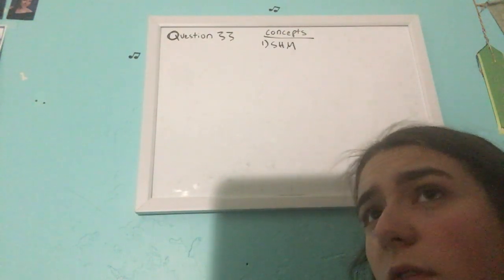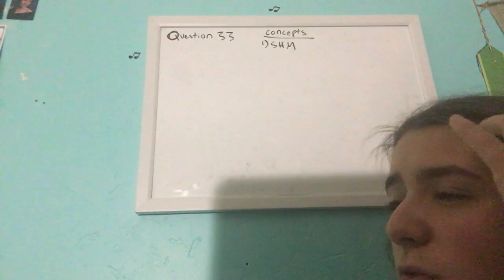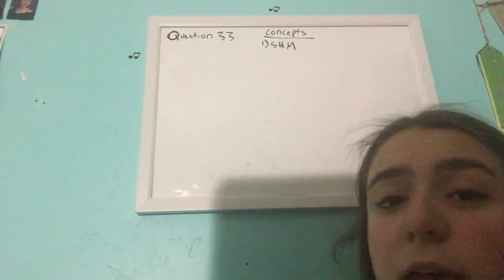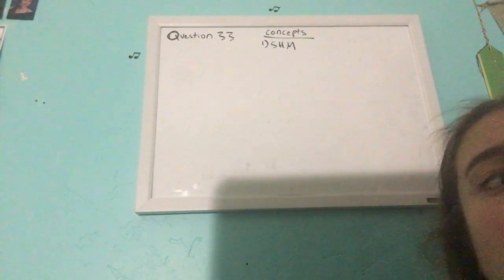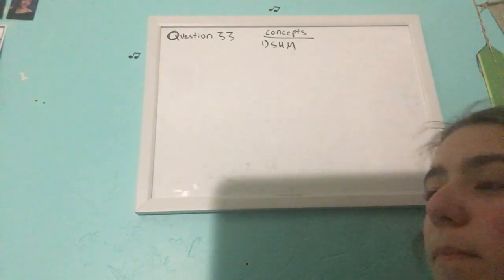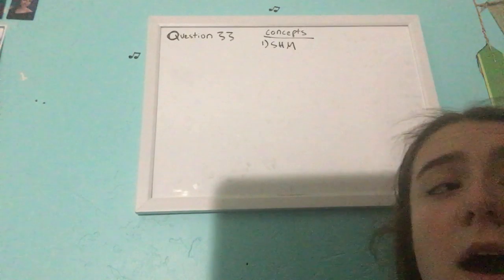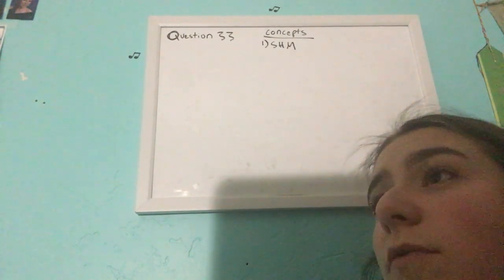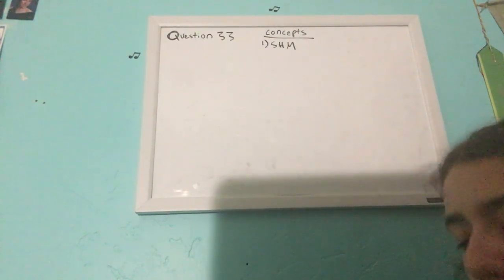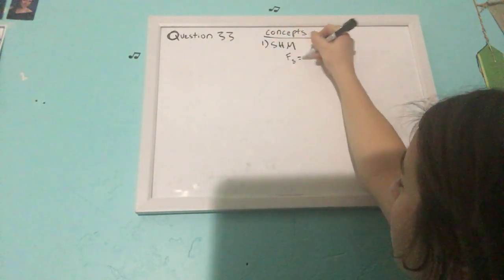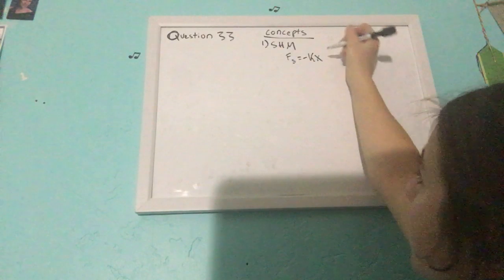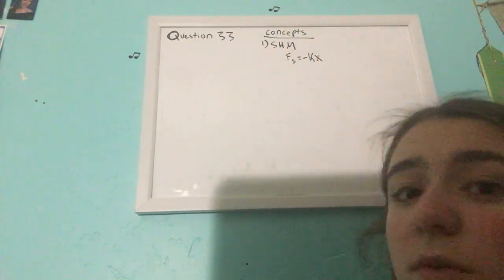In terms of this problem, we are going to be talking about simple harmonic motion for a spring. We can also do simple harmonic motion for a pendulum, but in terms of this problem, it's just going to be a spring. For a spring, the spring is responsible for the oscillation, and the equation we use for that is force is equal to negative kx.